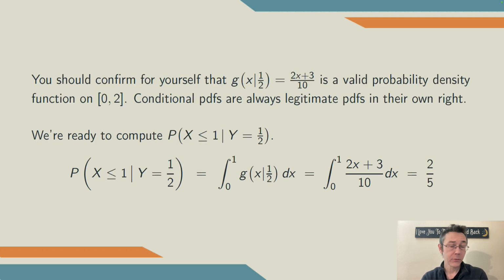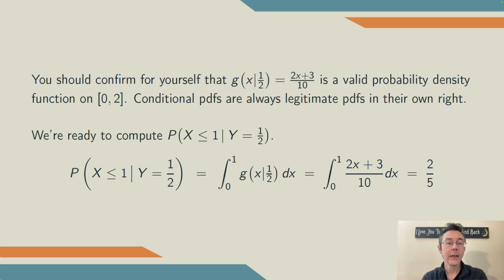And you should confirm for yourself that that actually is a valid probability density function on the interval 0, 2. It's always positive, and it integrates to 1 over that interval. Conditional probability density functions are always legitimate probability density functions in their own right. So now we're ready to compute the probability we're asked for.